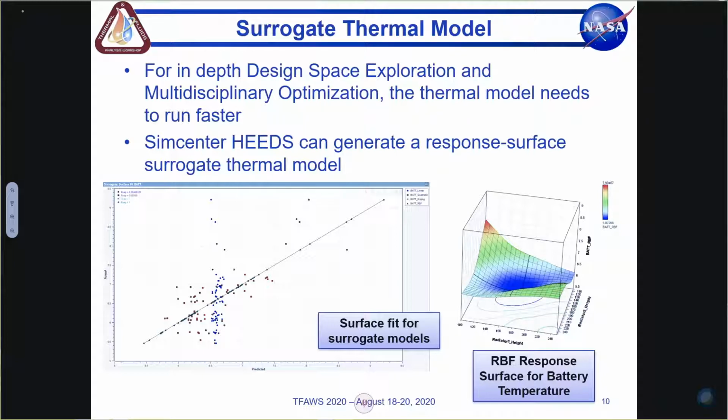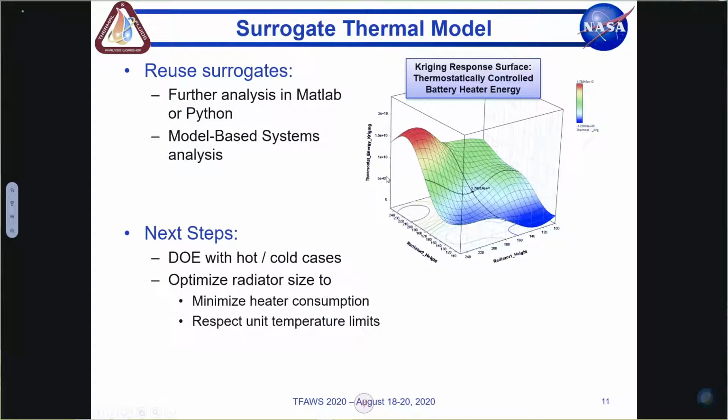and it was the response surface for the battery temperature. When you're going deeper into this design space exploration, running a single model that takes 8 minutes is one thing, but when you really want to explore the design space, it can add up really quickly. So we do a set of designs, the sampling that we showed a slide earlier, and then create a response surface. That response surface can then be used as a surrogate thermal model, which can be used for further analysis in MATLAB and Python.